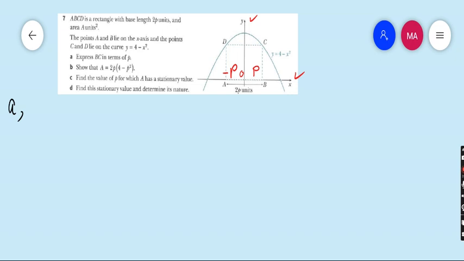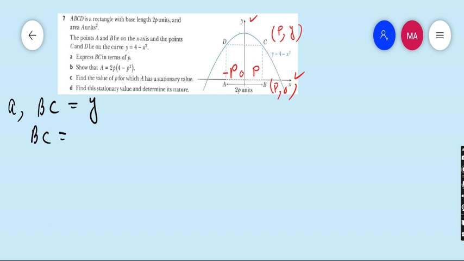Now see carefully. This BC: the coordinates of B must be p comma 0, and the coordinates of C, because the value of x doesn't change, are p comma y. So the distance of BC is p minus p, which is 0, and y minus 0, which is y. Therefore the distance of BC is only y minus 0, that is y.